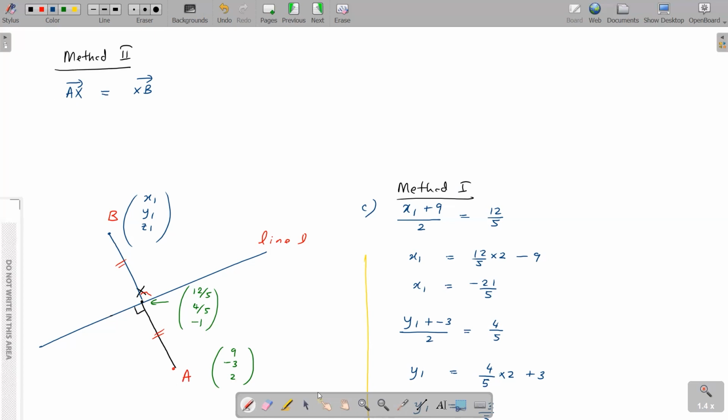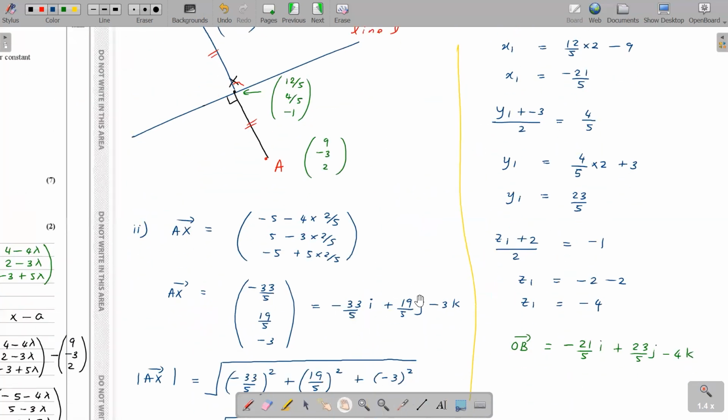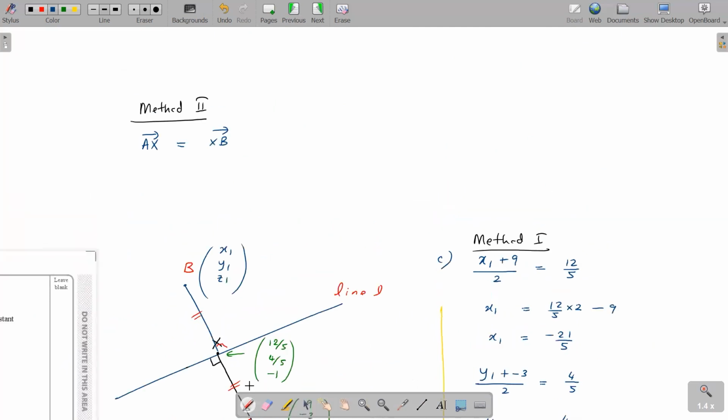So the AX vector we have already found, isn't it? We just found it out. What was it? AX was minus 33 over 5, 19 over 5, minus 3. And what about XB? Can't we find XB? XB is B minus X, right?